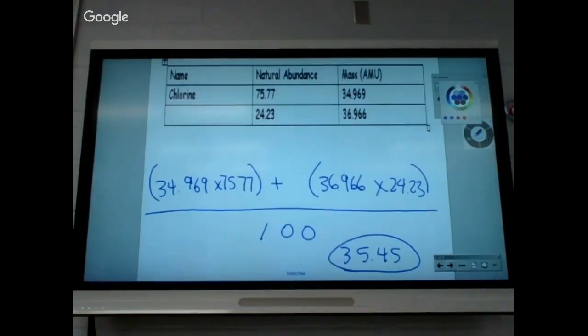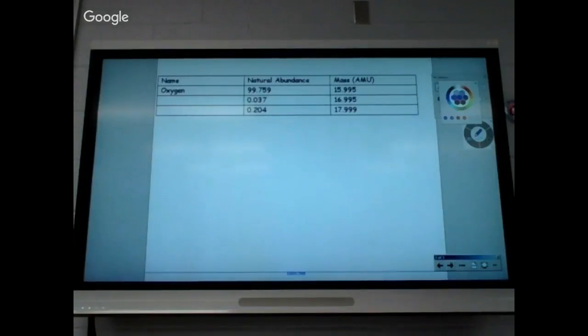Did that work? Are you still doing it? Okay. All right. Try that one without me doing it with you. You do it from beginning to end. How many parentheses are you going to need? You're going to need 3 because you got 3 isotopes. You do that one from beginning to end.